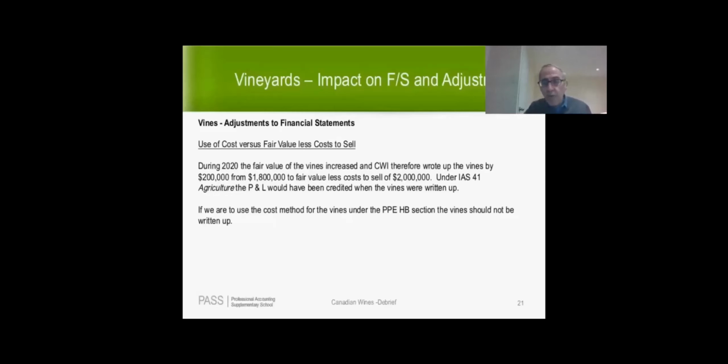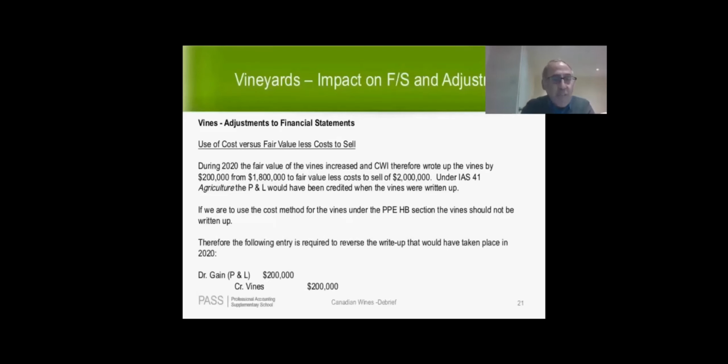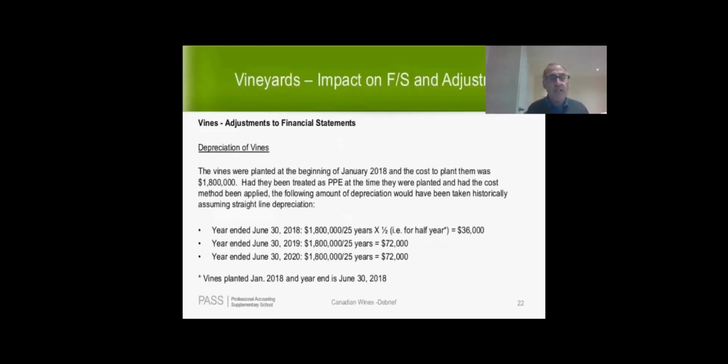Now, if we're going to use the cost method for the vines under the PPE handbook section, then the vines should not be written up at all. When you use the cost model, you don't revalue. So the following entry would be required to reverse the write-up that would have taken place in 2020. When they wrote up the vines, they would have debited the vines and credited the gain in the P&L. Now that we're saying they should be treated as PPE rather than biological assets, we have to reverse that entry. To reverse that entry, we would debit the gain in the P&L 200,000 and credit the vines 200,000. So that's the first adjusting entry.